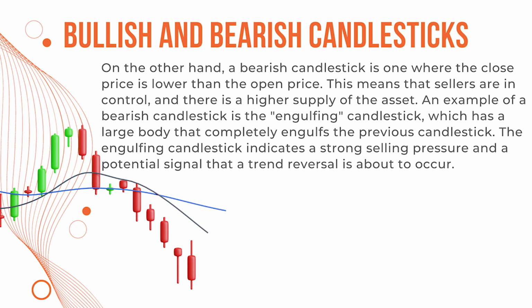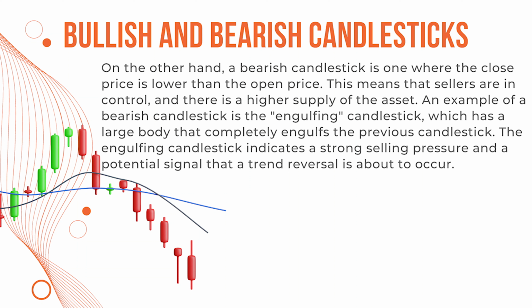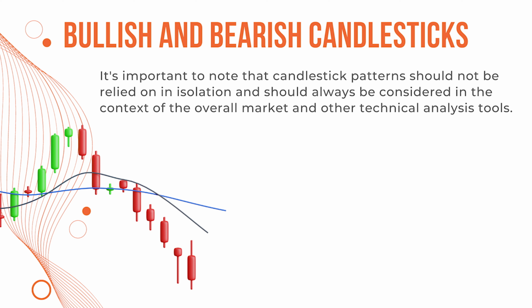On the other hand, a bearish candlestick is one where the close price is lower than the open price. This means that sellers are in control and there is a higher supply of the asset. An example of a bearish candlestick is the engulfing candlestick, which has a large body that completely engulfs the previous candlestick. The engulfing candlestick indicates a strong selling pressure and a potential signal that a trend reversal is about to occur. It's important to note that candlestick patterns should not be relied on in isolation and should always be considered in the context of the overall market and other technical analysis tools.